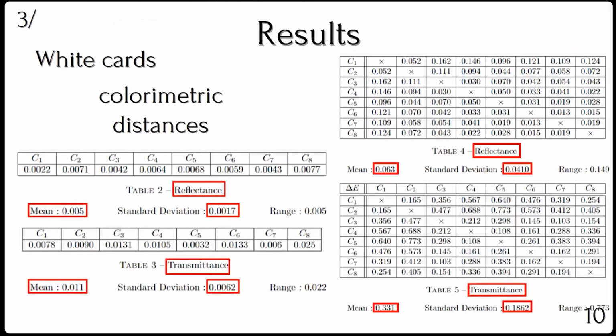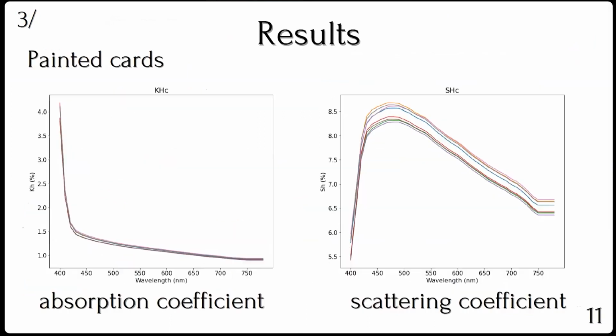Here we can see the result of colorimetric distance, where there are a lot of numbers, but the more important ones are the means and the standard deviation, where you can see that for the white card, it never exceeds 1%. Here also, and here it exceeds for white ink, a little bit, to 3%.